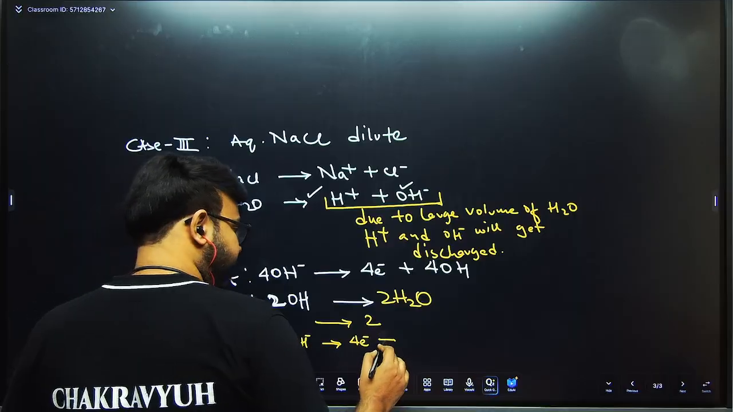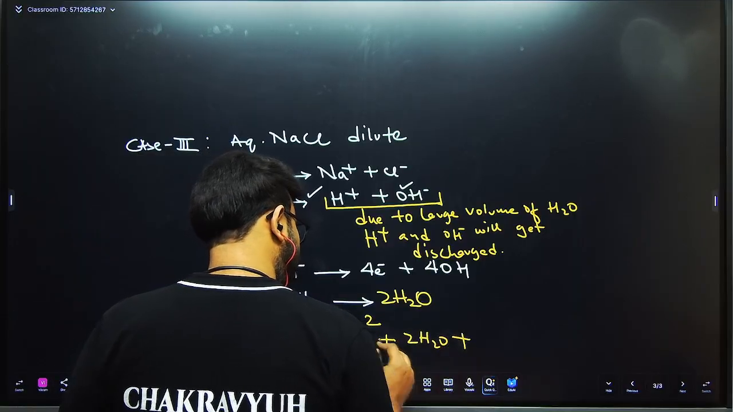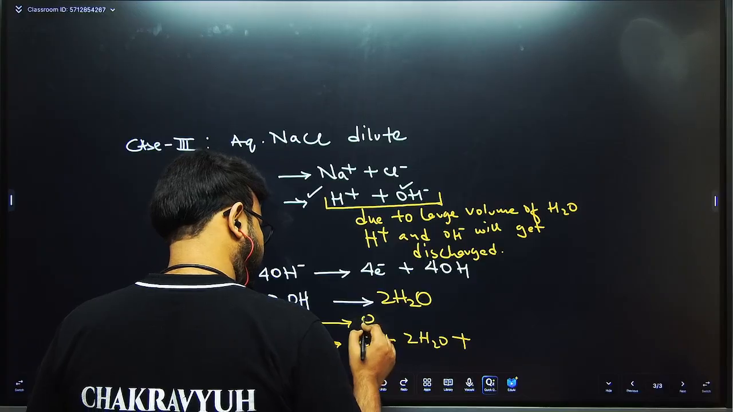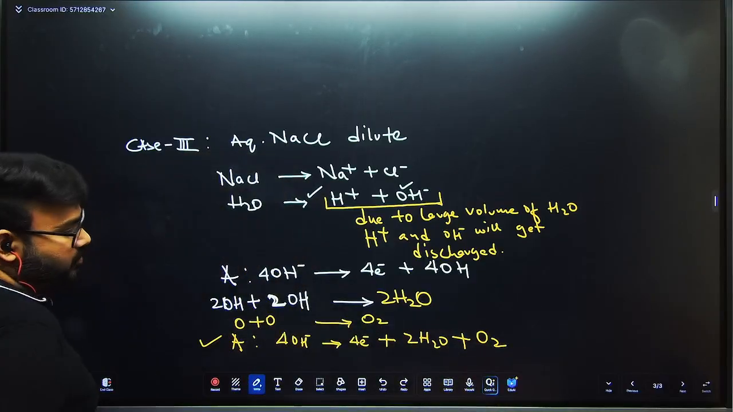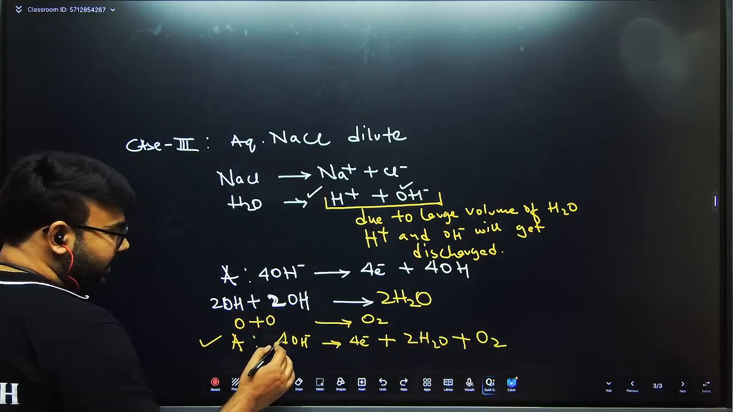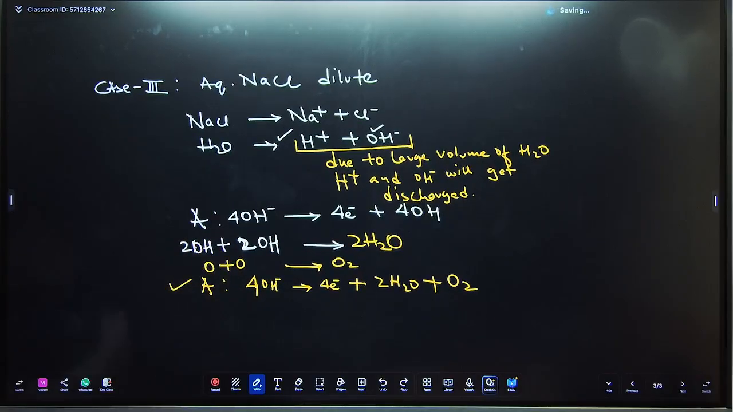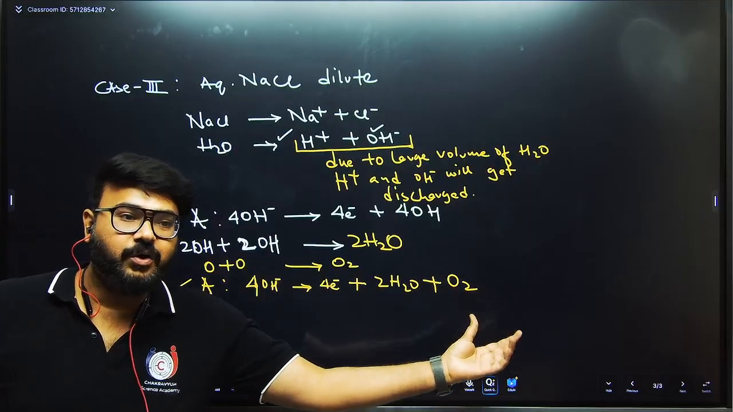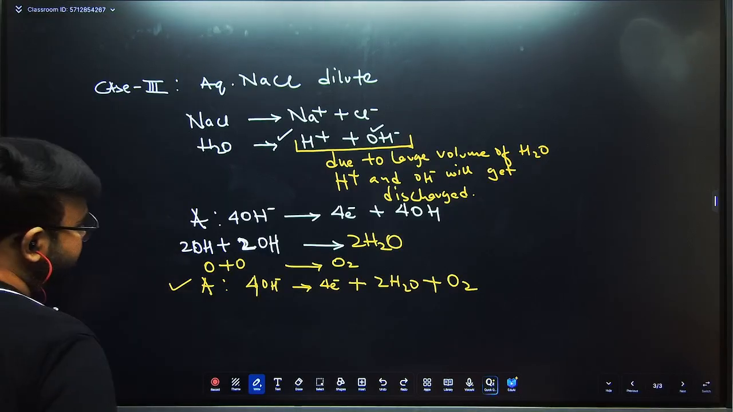to form 2H2O plus O2. So this is the final anode reaction. Did you get it? I have explained in detail, but understand this: when OH minus ions discharge, they form H2O and O2 like this. You have to remember this. Online, did you not get this?